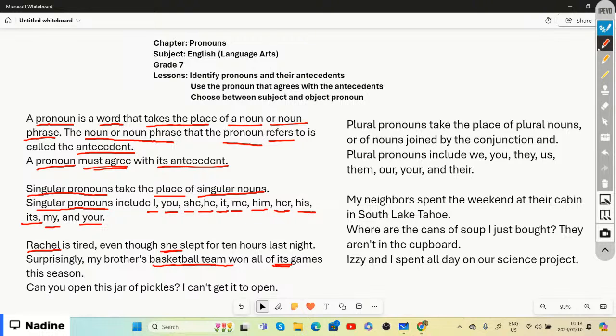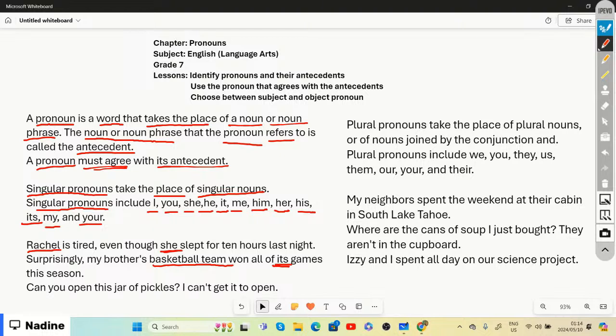So that's our singular pronoun that refers to the basketball team. So the basketball team that won, it's like they won their games, right? So it says its games.